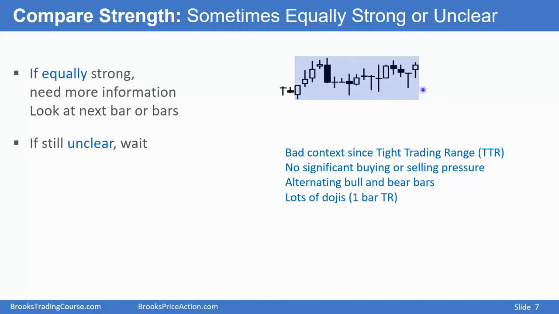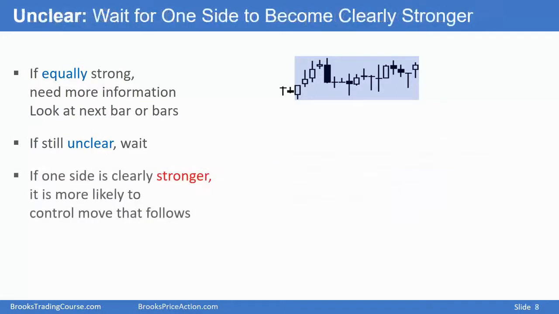The range is so tight, very difficult to make money, even for scalping, even with limit orders. There's no significant buying or selling pressure. Alternating bull and bear bars, prominent tails, small bodies, lots of little dojis, a very tight trading range, better not to trade.